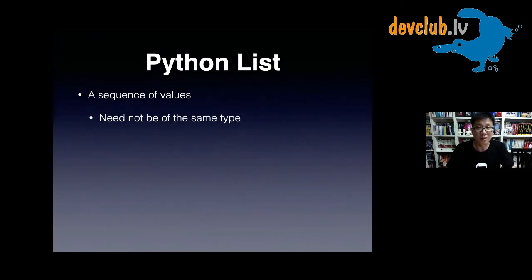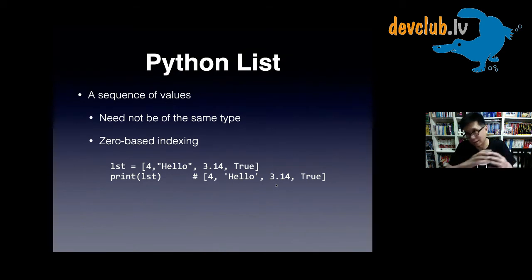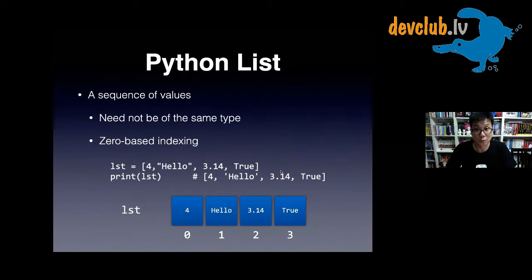But the interesting thing about a Python list, and the main difference between a Python list and an array, is that in a Python list, all the items need not be of the same type. Here is one example of a Python list. I have a variable called list equal to a collection of elements. So I have 4, I have hello, I have 3.14, I have true. So in Python, a list can have different data types. They need not be of a uniform data type.